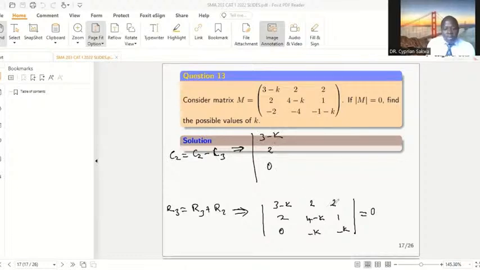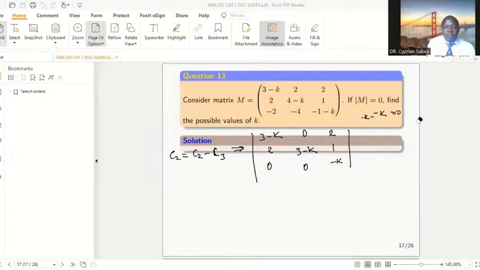Column 2, I'm subtracting 2 from 2, I have 0. I'm subtracting 1 from this, I have 3 minus k. And I'm subtracting this from this, I have 0, because it will be negative k minus k, and that will give us 0 there. This will be 0. That's how I work it out. And then column 3 remains.